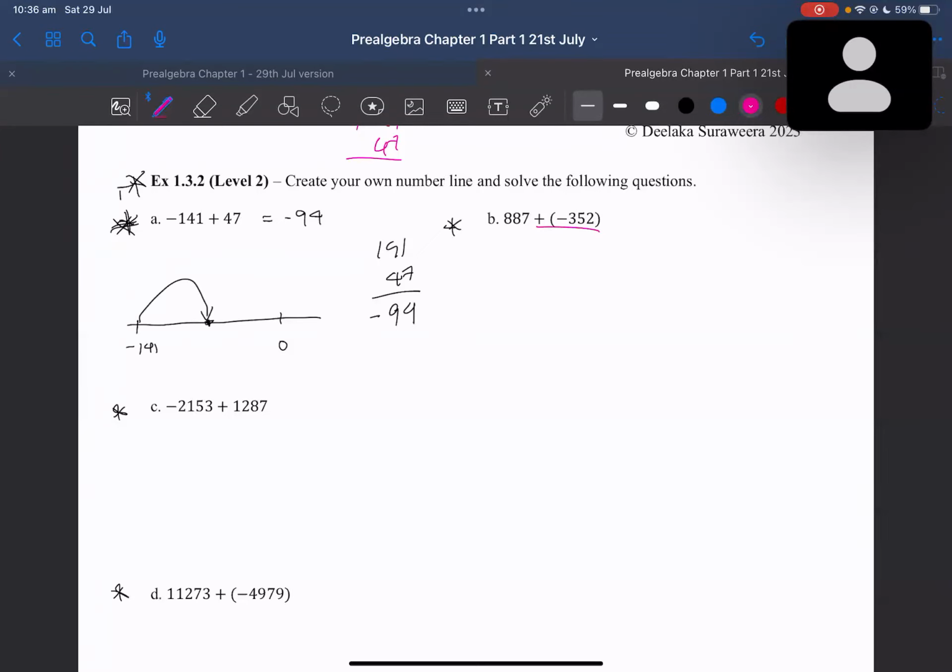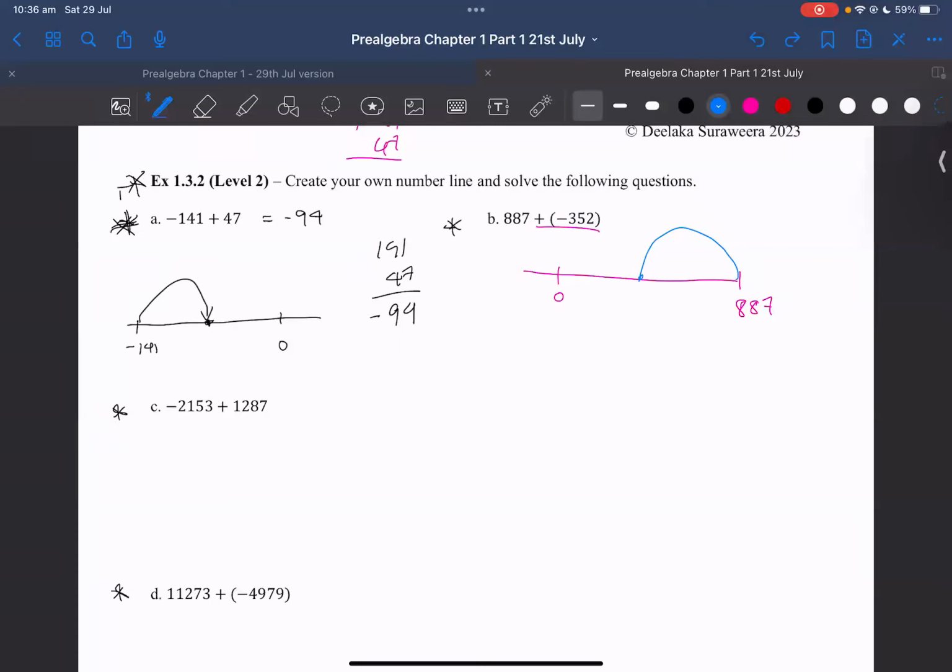Okay, let's take a look at the number line, right? We start at 0. So we start at 887, which is here. Then go to the left, right? So we're adding a negative, we're going to the left by 352. Is 352 bigger or smaller than 887? Smaller, right? Obviously. So we're not going to go all the way around to the other side. We're still going to stay on the right side. So we're going to the left, so we're subtracting because we're making it smaller. But we don't go enough.